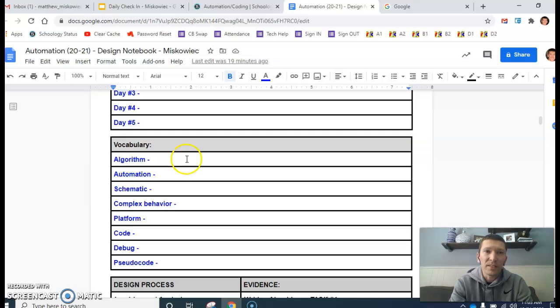And the biggest thing is just don't copy and paste from Google. It should be written in your own words so that it actually makes sense to you and you can apply it when we go through this unit. And so I'll do the first one with you, and the word is algorithm.